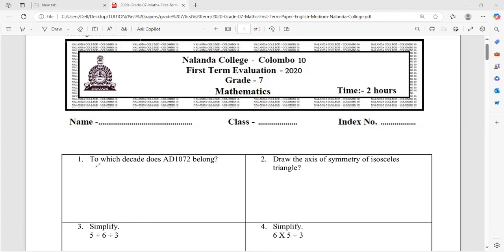Fine. Okay. In the first question, to which decade does AD 1072 belong? So as I have taught, we can easily do this by finding like this. So take the starting year. Starting year is 1071. This decade is 1071 to 1080. Right? So whatever this decade is, the first year is 1071. The last year is 1080.